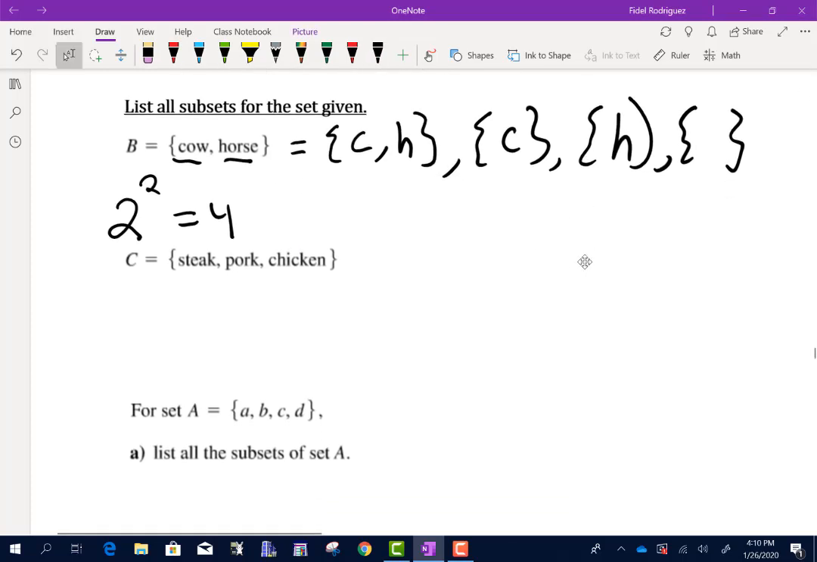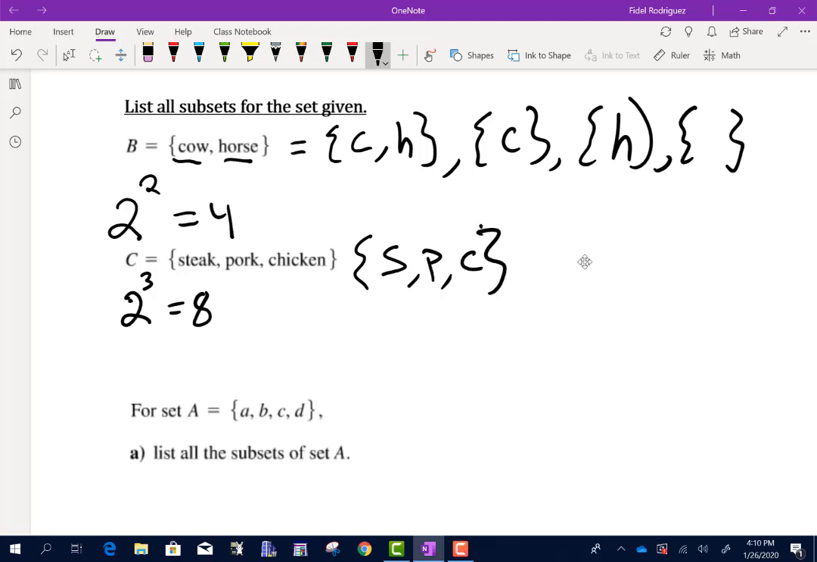Okay. Now, let's do the same thing here. So I'm going to go 1, 2, 3. So 2 to the third is 8. Again, I'm going to abbreviate, guys. I'm going to go steak, pork, and chicken. Oh, there we go. Okay. Steak and pork. Steak and chicken.